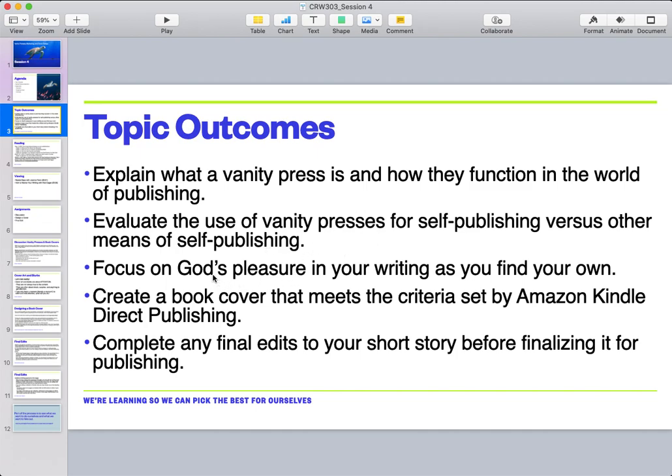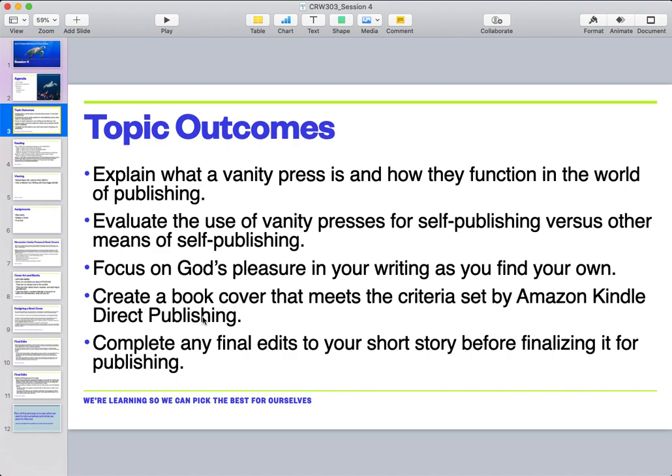And a really cool point to remember in the midst of all of this learning and all of these different things that we are processing, focusing on God's pleasure in your writing as you figure out your own space there. Remember, we aren't covering all these different ideas to tell you what to pick. We are showing you all of these ideas and giving you insights to help you figure out what your best place is.